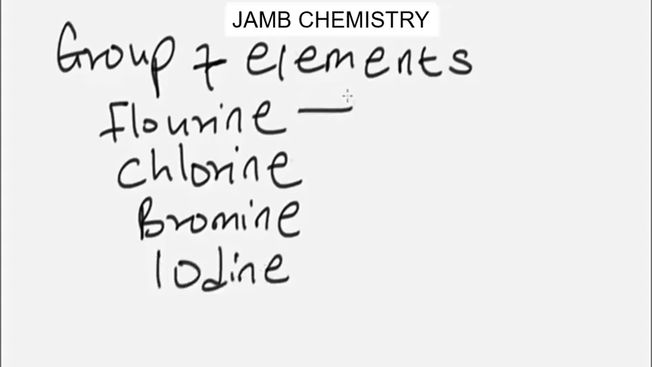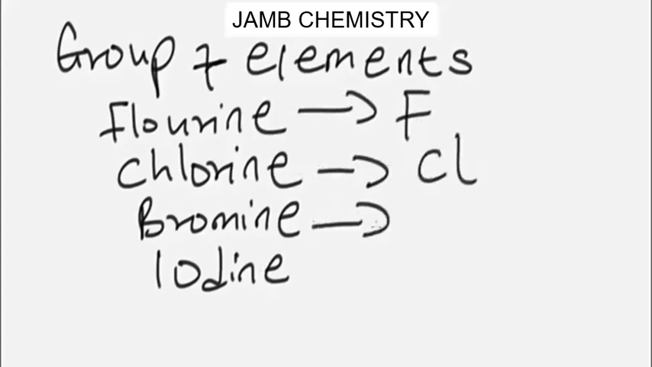So the short form for fluorine is this, for chlorine is this, for bromine the short form is this, and iodine the short form is this. Now, as we all know, group 7 elements are called halogens. They are halogens or salt formers.